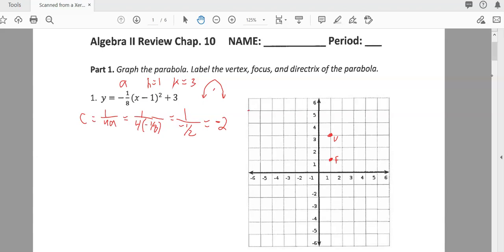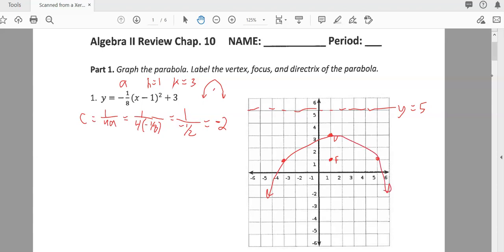Up 2 units would be my directrix, y equals 5. Since I went down 2, I'm going to go over twice that amount, or 4, to the right and 4 to the left, so it's 2c in each direction, and I'm going to graph my parabola.